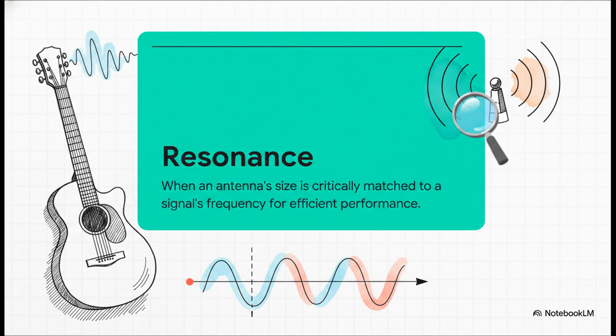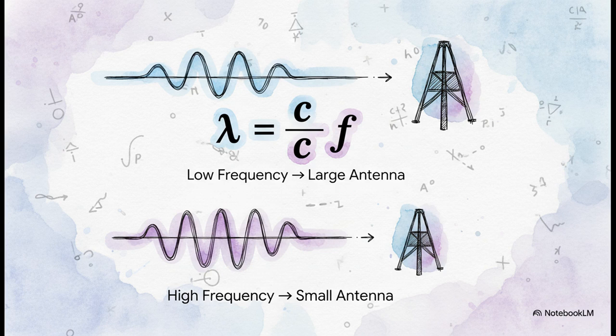Its physical size is tuned so it can be super efficient at grabbing or sending out a specific frequency of radio waves. And this simple formula right here, it dictates literally everything. The perfect physical length for an antenna is directly locked to the wavelength of the signal. So you can see right there, if you have a lower frequency, you get a longer wavelength, which means you need a bigger antenna to hit that resonant sweet spot. It's a law of physics, you just can't cheat.